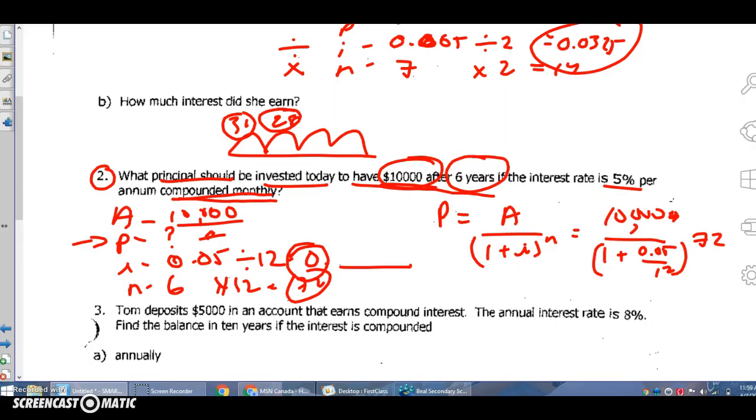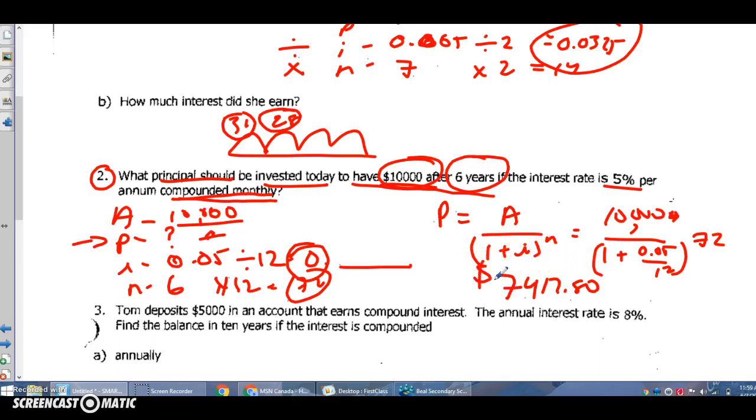Now the answer, let me just see what the answer is off the top of my head. Let me just do this in my head real quick. I don't even have the answers here. My answer off the top of my head is $7,412.80, I think. I'm just guessing. Oh yes, that is correct.